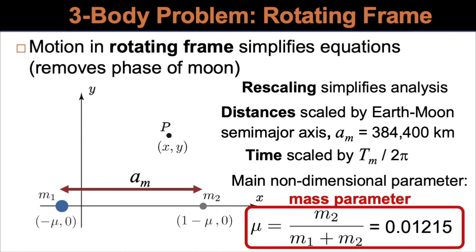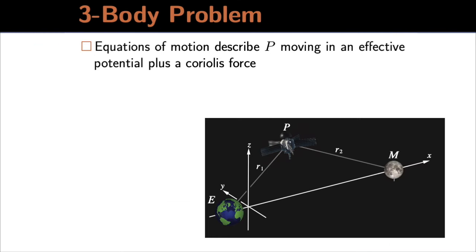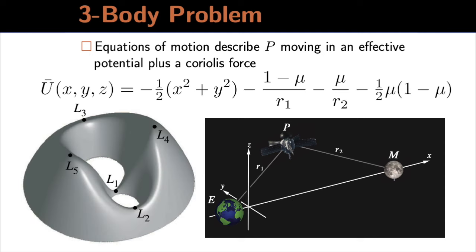In this non-dimensional frame, along the x-axis, the Earth is located at negative mu, and the Moon is at 1 minus mu, so it's very close to 1. The equations of motion for the spacecraft are motion in an effective potential, and I'll plot the effective potential here. This is in the rotating frame, but then we also have a Coriolis force, again because we're in a rotating frame. And again, everything here has been non-dimensionalized.